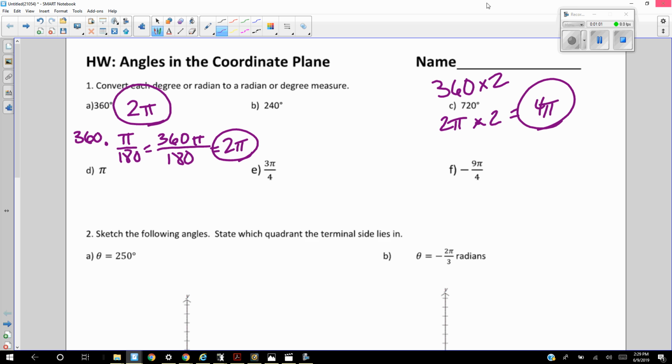3 pi over 4. Again, this is one that falls on the unit circle, one that's a little bit tougher to just memorize, but of course that's 1 1/4 pi, or 90 degrees plus 45, which would make it 135. This is how you would get it using the formula.